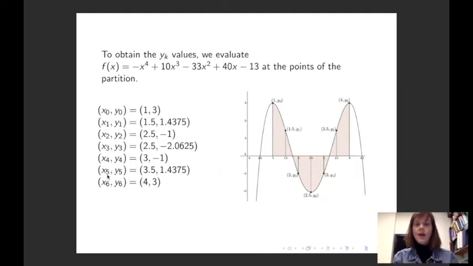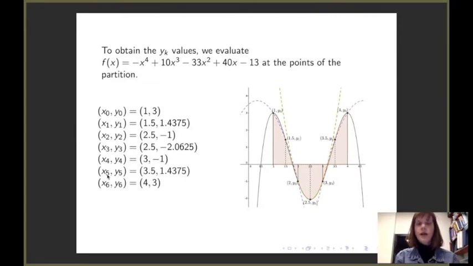To obtain the y values, we evaluate the function f at the points of the partition, and so we can see where we get the point 1, 3, 1.5, 1.4375, 2.5, -1, and so on. And we can see in the graph how we divide up the interval from 1 to 4 and where those y values fall on the curve.